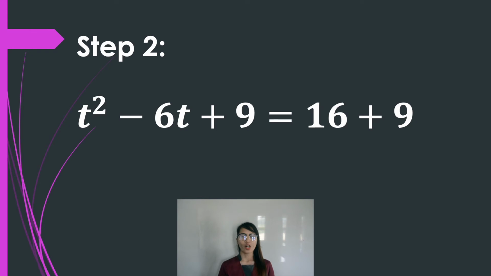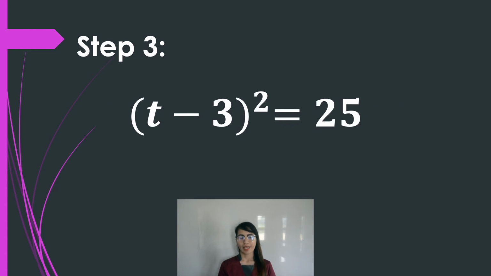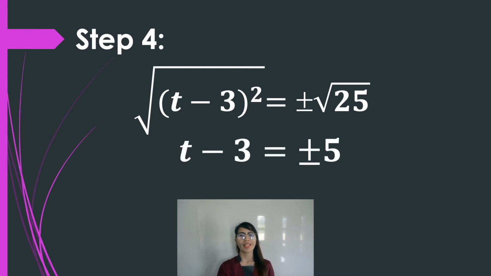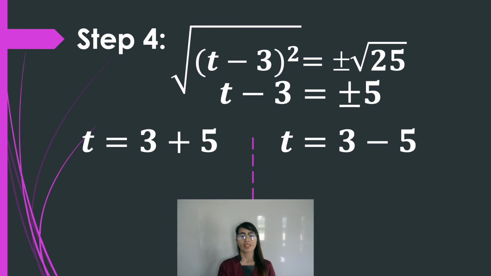Notice that 9 is also added to the right side of the equality since we added 9 on the left side. For step 3, the left side of the equality is a perfect square trinomial. Therefore, we have the quantity t minus 3 squared is equal to 25. And for step 4, take the square root of both sides. So, the square root of t minus 3 squared is equal to positive negative square root of 25. So, we have t minus 3 is equal to positive negative 5, since the square root of 25 is 5.